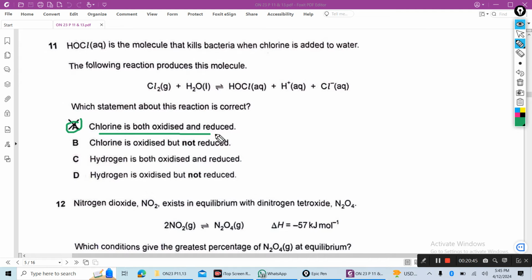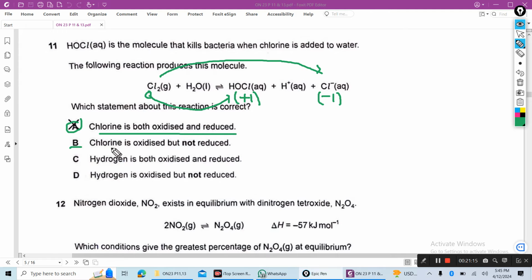Chlorine is both oxidized and reduced. Why? Here chlorine's oxidation number is 0, here chlorine is plus 1, here chloride is minus 1. This is true. This is the correct answer because chlorine 0 to plus 1 means oxidized, chlorine 0 to minus 1 means reduced. Chlorine is both oxidized and reduced.